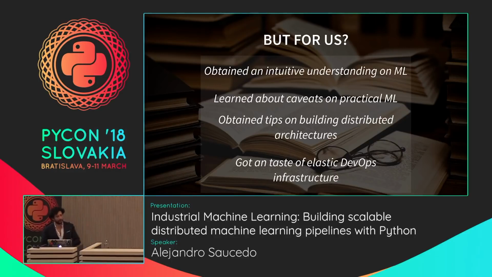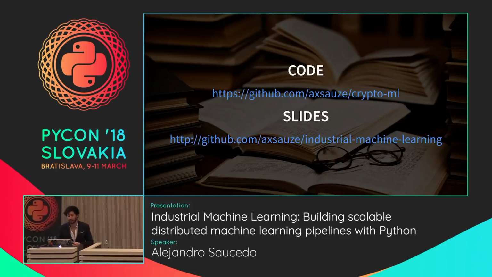But for us, just to recap, we went through an intuitive understanding of machine learning. We learned a bit of the caveats that are underestimated when taking this into industry, obtained some tips on building distributed architectures with Celery, and got a taste of Elastic DevOps. And I want you guys to use this very high level knowledge and dive into each one of the topics to see what all the options are in making your machine learning reliable.